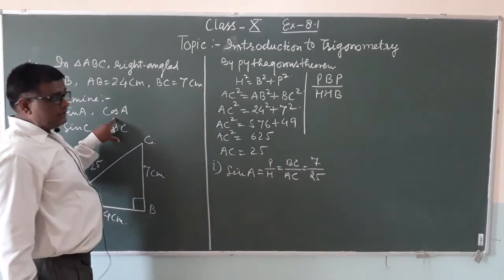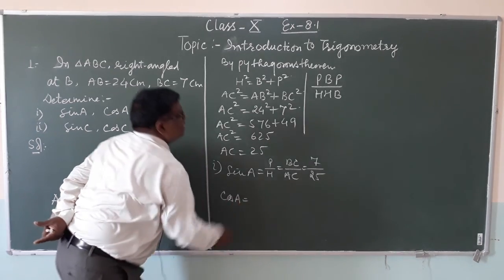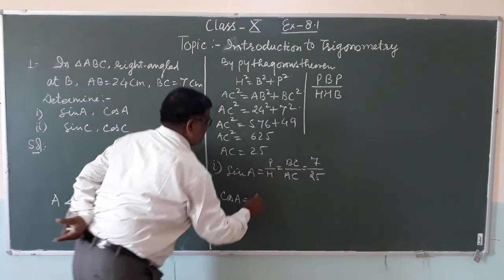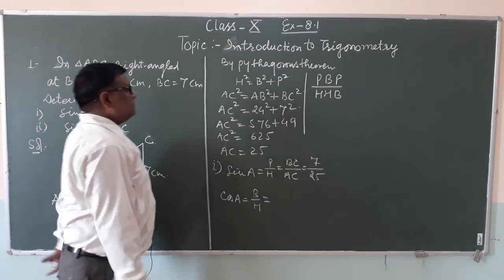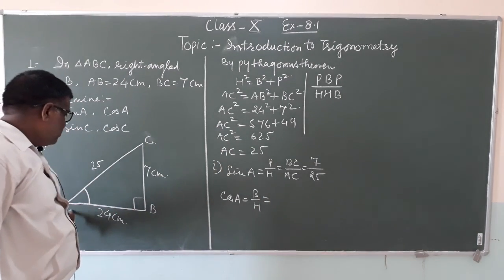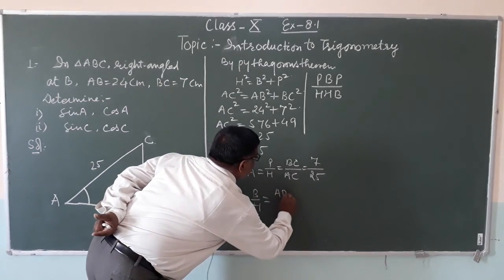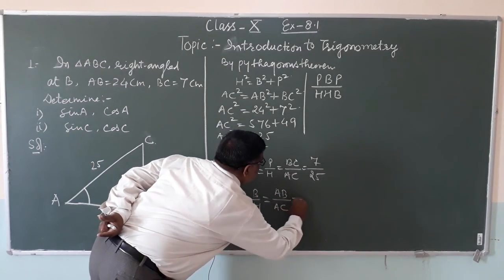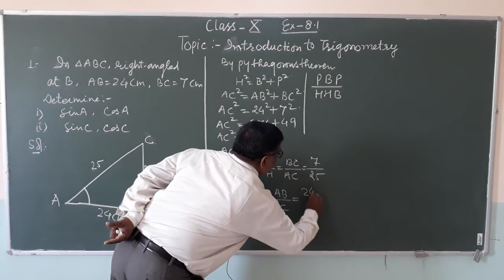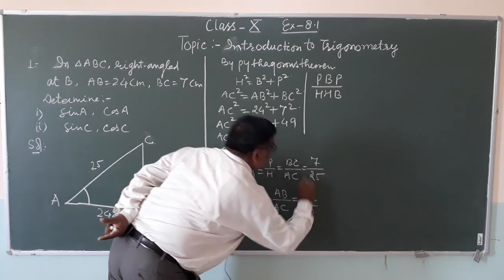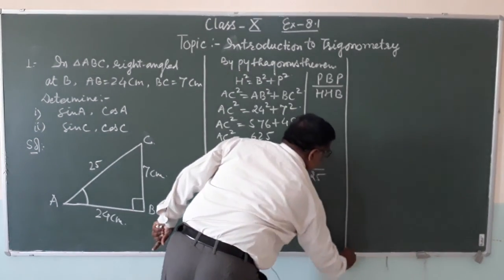Again, we have to find cos A, that is cos A is equal to B by H, and B is equal to AB. Here, look here, B is equal to AB, that is AB upon AC. And what is AB? 24 upon 25.